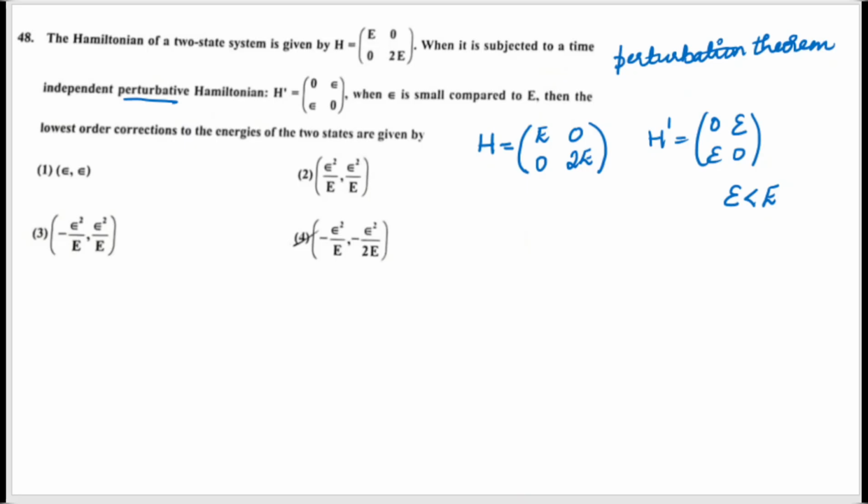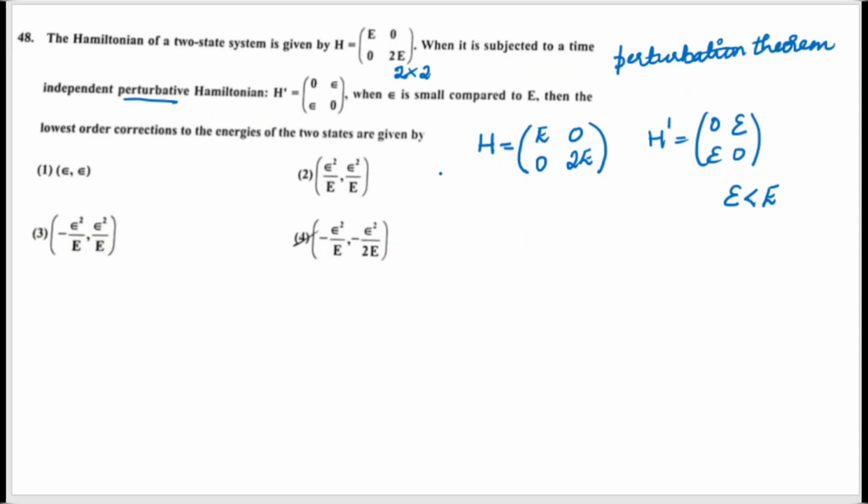Let us proceed to the next question. What we have in this question is that the Hamiltonian of a two-state system is given by H equal to E 0 0 E, a 2 cross 2 matrix. When it is subjected to a time independent perturbative Hamiltonian, that is H prime, equal to 0 epsilon epsilon 0, where epsilon is small compared to the capital E, then the lowest order correction to the energies of the two states is given by.